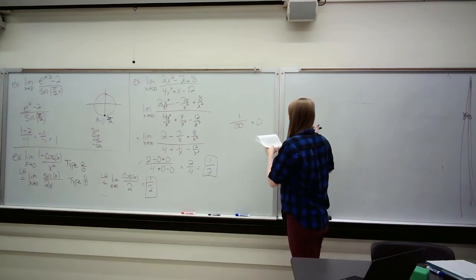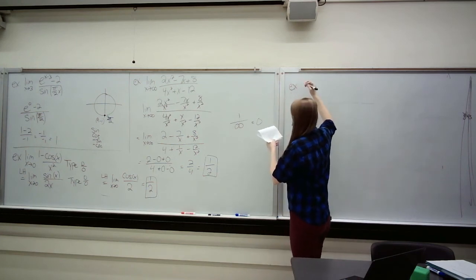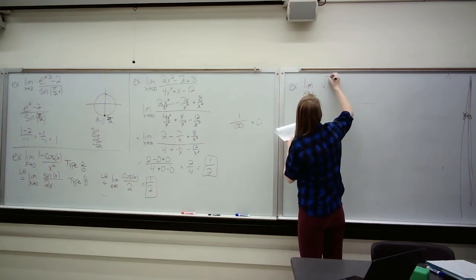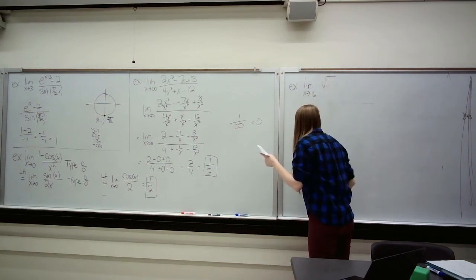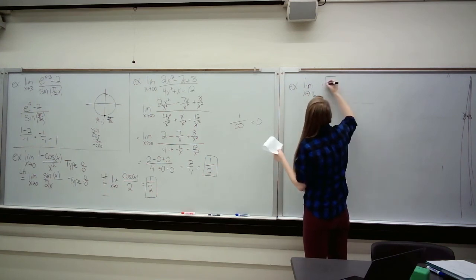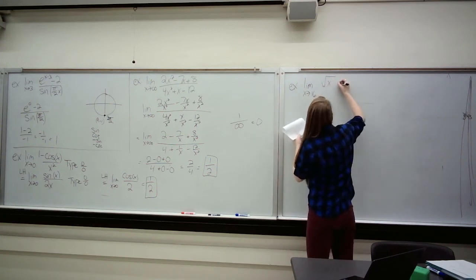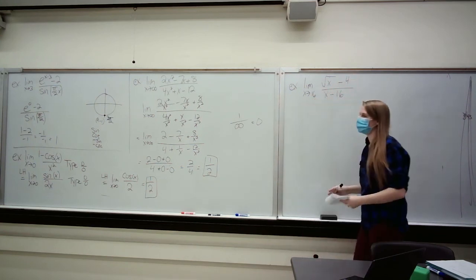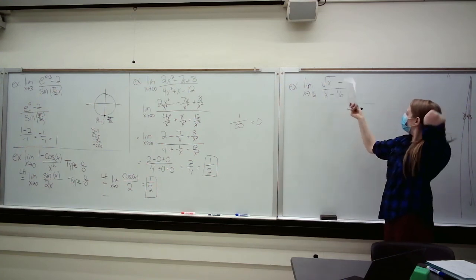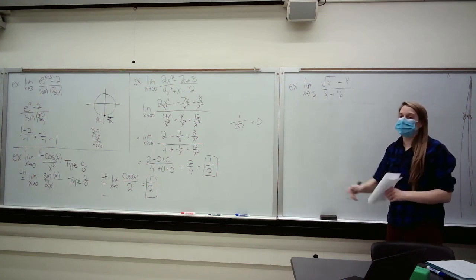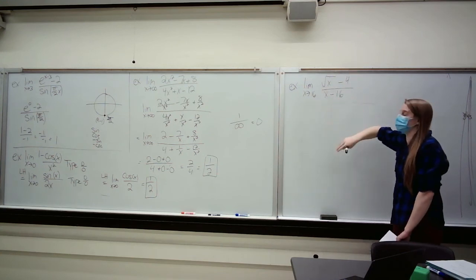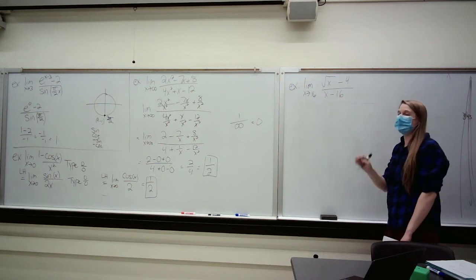So let's do one last little one, then we can just do a couple. The limit of square root of x minus 4 over x minus 16. Notice here, we have a square root of x, and there is one x. We also have a 4 and a 16.